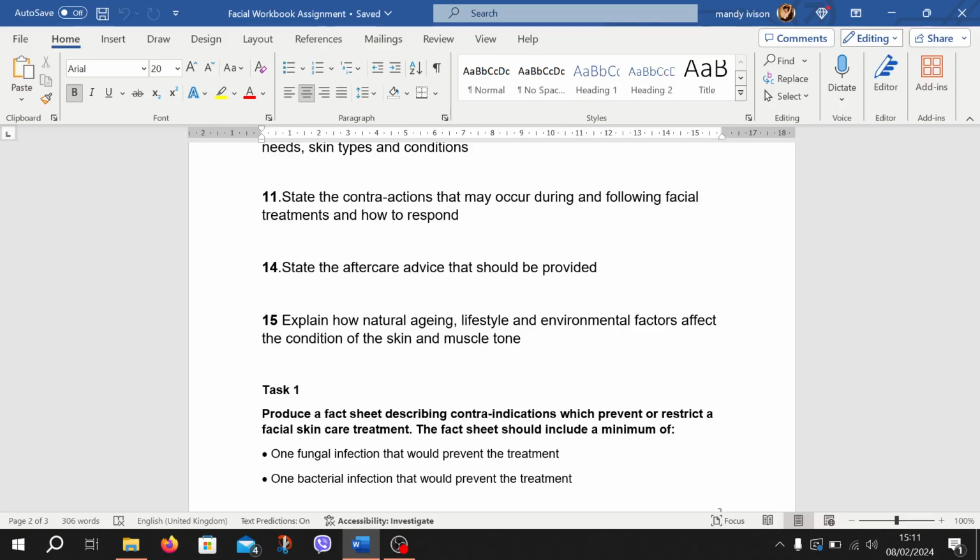Explain how natural aging, lifestyle, environmental factors affect the condition of the skin and muscle tone. You've got all this in your workbook that I've sent you. Okay, they're in the slides as well. So you've got things like UV rays, you've got pollution, you've got stress, you've got smoking, you've got caffeine, you've got alcohol, you've got medication. These things can all factor into the aging process. And so obviously this is asking you to explain, so I want you to explain each one that you're pointing out.